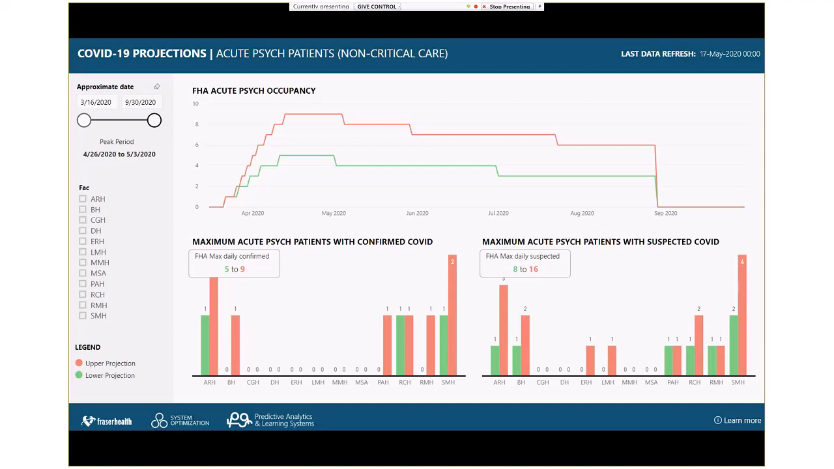Our modeling actually predicted only between 5 to 9 patients across the entire Fraser Health sites would have COVID. And in the end, it was actually only 6. So we were actually quite spot on with that. And we were able to make their fear much more manageable so that they don't go off and plan for an extreme worst case scenario that is very unlikely to happen.